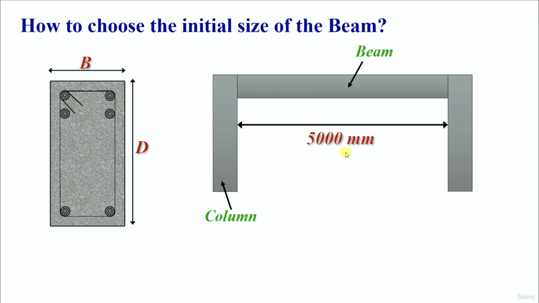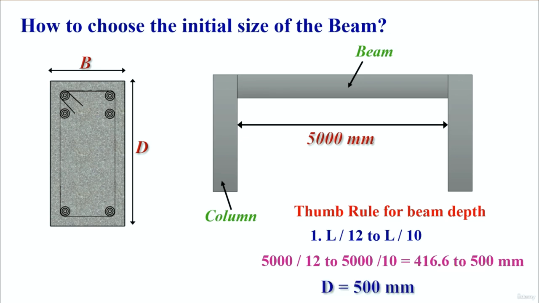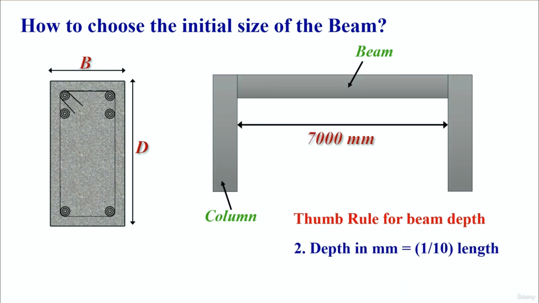Consider the clear span as 5000 mm and thumb rule for beam depth. Let's use the first formula L by 12 to L by 10. 5000 divided by 12 to 5000 divided by 10, which comes around 416 to 500 mm. So let's consider the depth as 500 mm for this case. The second thumb rule is depth is equal to 1 by 10th of length. Here the span is in millimeter. So 7000 is the length. So how much depth we need to consider for this 7000 mm clear span? So that is 700 mm.